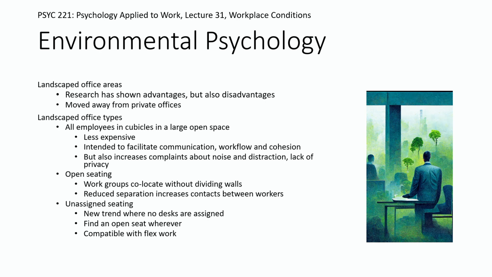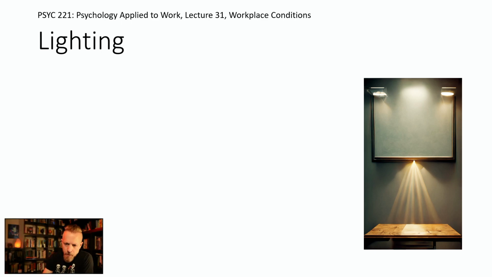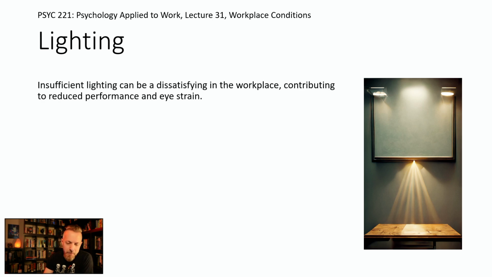So lots of ways to do it. None of them are fantastic, but none of them are terrible, and it's still evolving. All right, so some practical stuff here. Lighting. Obviously, you want to be lit so that you can work. If you don't have enough lighting in a workplace, it's a dissatisfier. If people can't see stuff, if people are straining their eyes to see stuff, it can reduce performance and generally make the place to work not so fun.